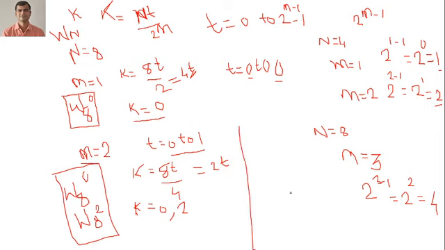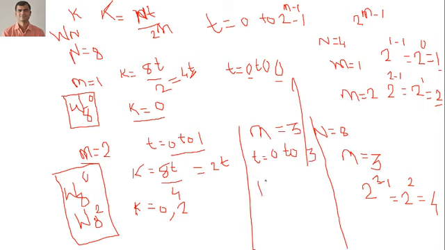Now let me show you for stage 3. So for stage 3 here, you consider m equal to 3. So the range of t is valid for 0 to 2 raised to 3 minus 1, so 2 raised to 2, it becomes 4 minus 1, 3. So the range of t is valid for 0 to 3.